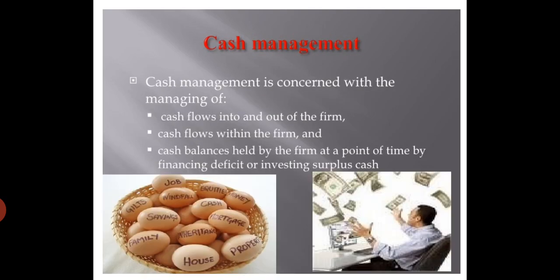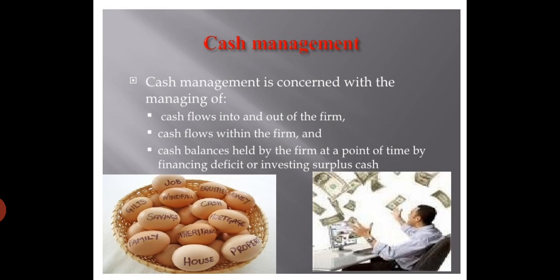Then we think about what cash management is. Cash management is concerned with the following things. Number one, cash flow into and out of the firm, that means inflow and outflow of cash. Second, cash flows within the firm. Third, cash balances held by the firm at a point of time, by financing deficit or investing surplus cash. So these are the things included in cash management.